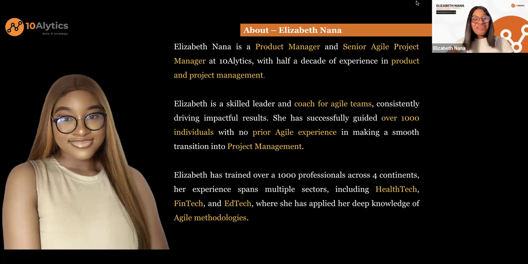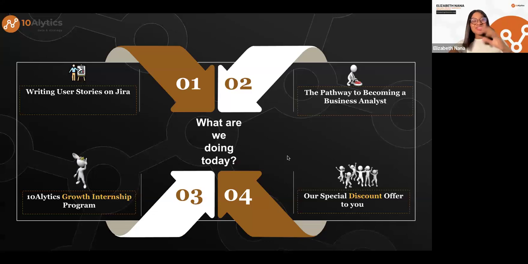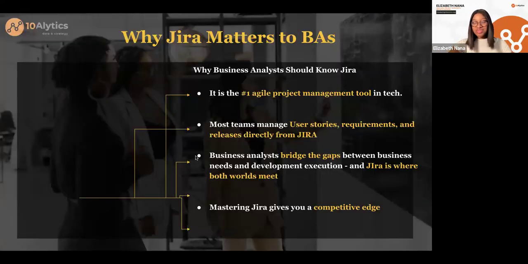Enough about me. So let's move on into the crux of the matter. What exactly are we here to do today? Why are we here? We're going to start off by learning how to write agile user stories on JIRA, using that to manage a software development project. We move on to your pathway to becoming a business analyst with us, the Analytics Growth Internship Program. And finally, if you stick with me till the end of this program, you will be learning about our special discount offer to you. So let's start off.